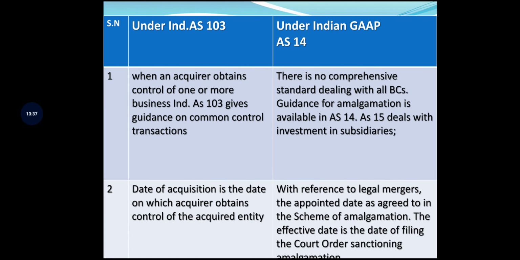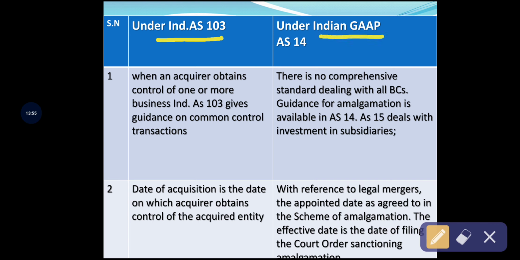Now let's see the differences between Indian Accounting Standard 14 and Indian Accounting Standard 103. See, this Indian Accounting Standard 103 relates to business combinations, right? So this Indian GAAP is nothing but the accounting standard for accounting for amalgamations. Under that, the first difference is that when an acquirer obtains control of one or more businesses, Indian Accounting Standard 103 gives the guidelines on common control.